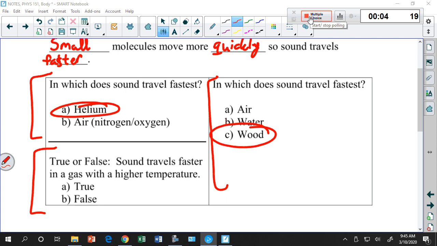By the way, this was from an old test question, but I don't give true false questions anymore. I think they're confusing. Are they confusing, true false questions? Yeah. But I do want you to know if sound travels faster in a gas with a higher temperature, I'll just ask it in a different way.